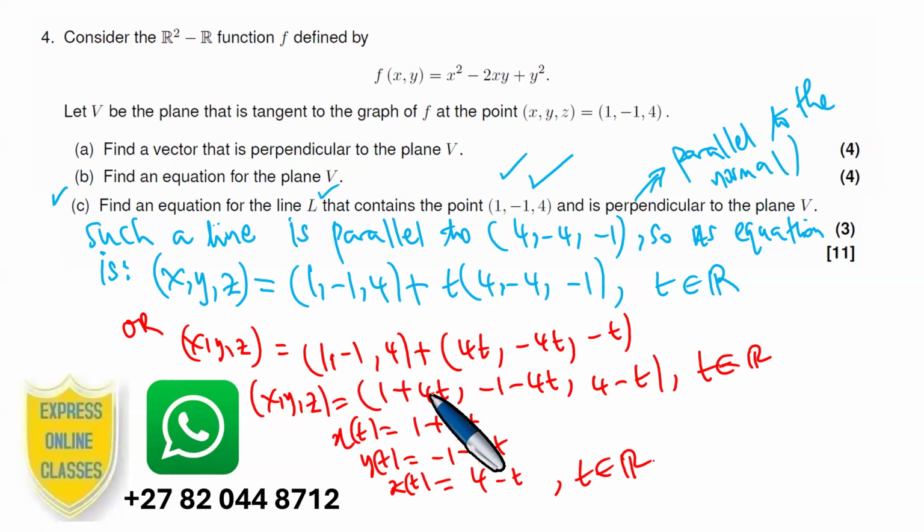XYZ is (1 + 4t, -1 - 4t, 4 - t). X is 1 plus 4t. Y is minus 1 minus 4t. Z is 4 minus t. t is an element of R.